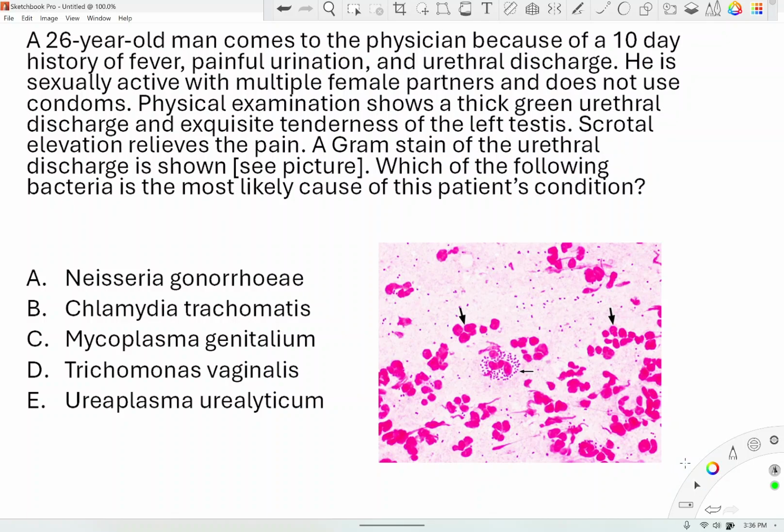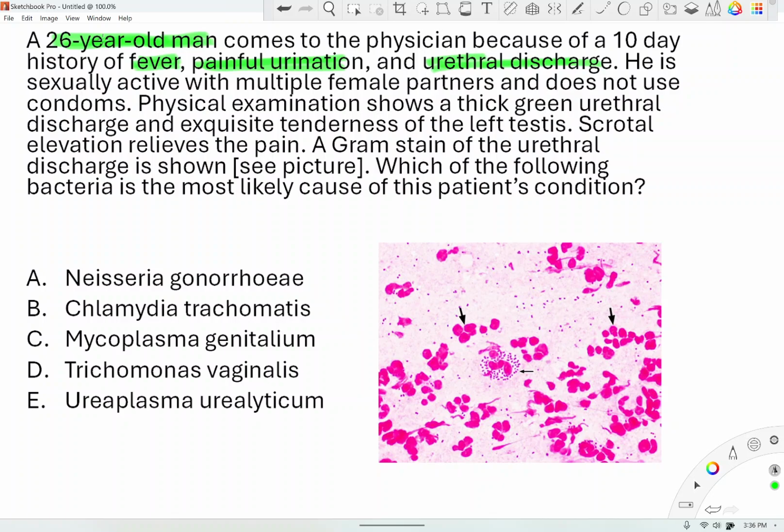A 26-year-old man comes to the physician because of a 10-day history of fever, painful urination, and urethral discharge. These 3 symptoms, fever, painful urination, and discharge, remind me of some STD. Okay? And he's young. Look at the age, right? So you should be thinking of STD at least. Maybe it's not the answer, but nothing wrong to think like that. It makes your life easier.